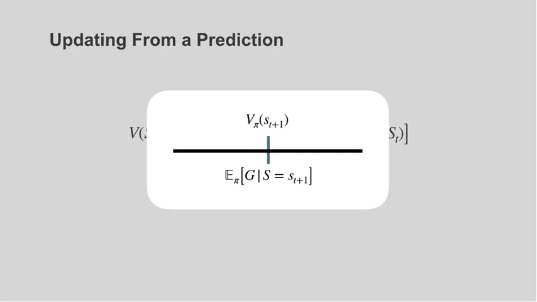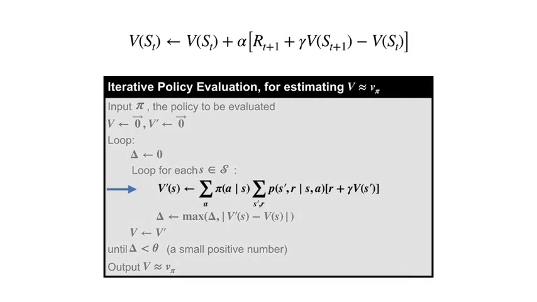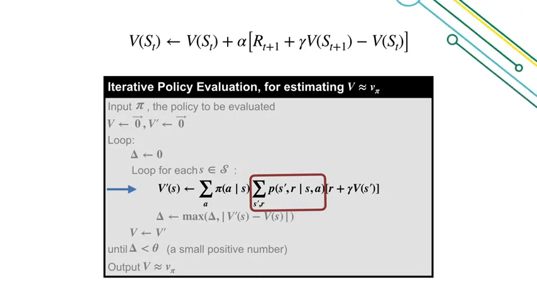In fact, we've done something like this before in dynamic programming. In DP, we updated toward the value of all possible next states. The primary difference is in DP, we used an expectation over all possible next states. We needed a model of the environment to compute this expectation. In TD, we only need the next state. We can get that directly from the environment without a model.